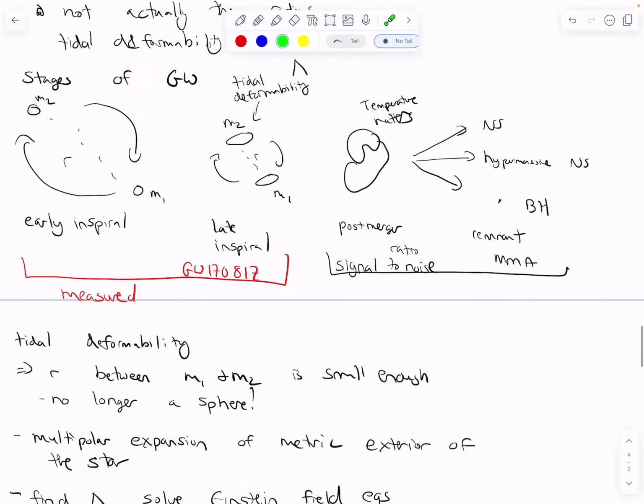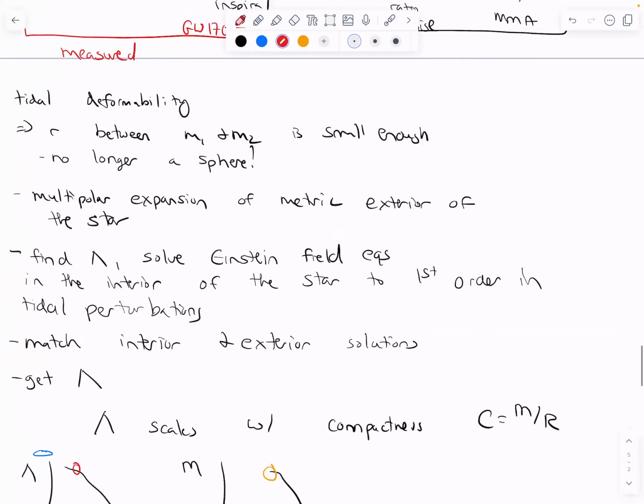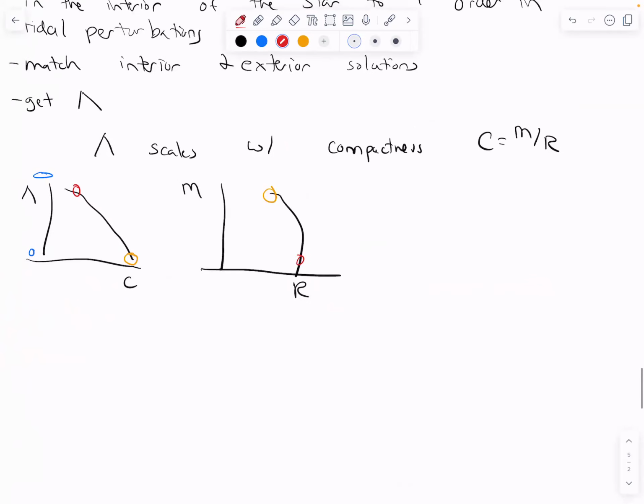All right. And so the idea here is that in the ideal world, I would measure two neutron stars here and get two different tidal deformabilities. I'd get something like lambda 2 and lambda 1. That'd be great. The issue is that nothing is ever perfect. Life is complicated.